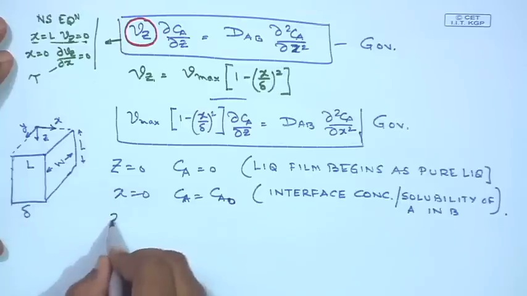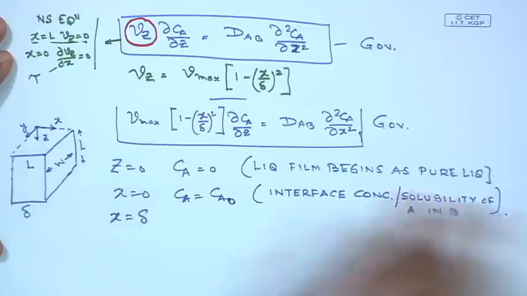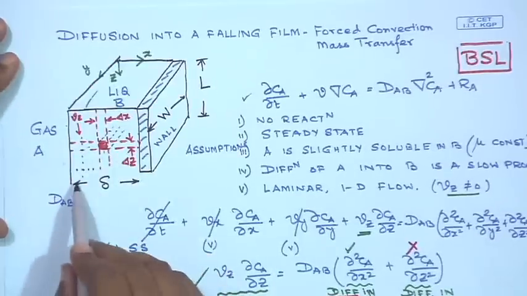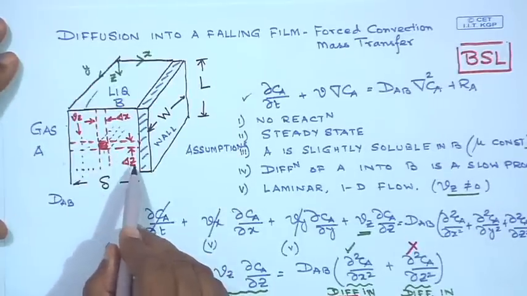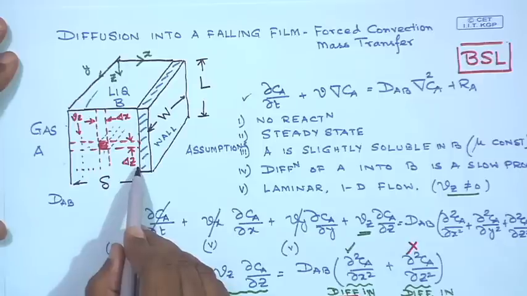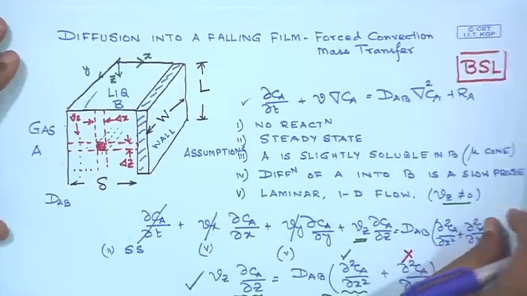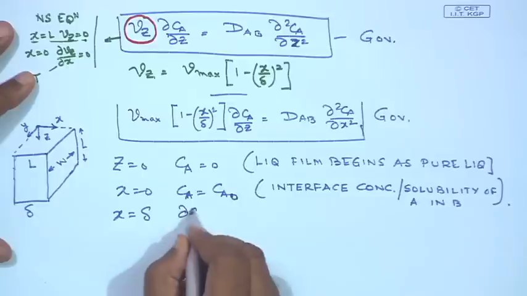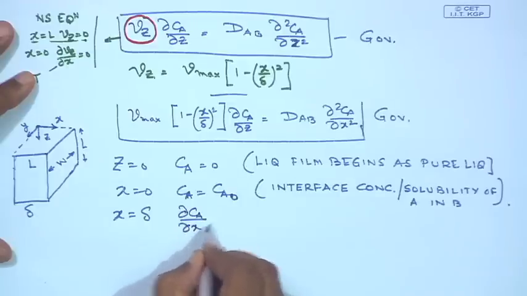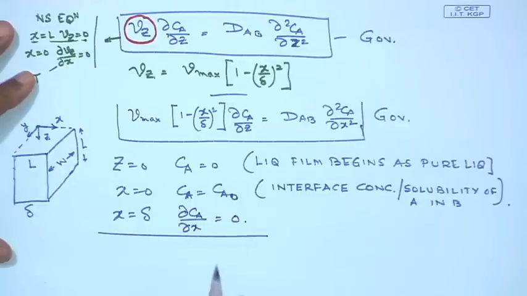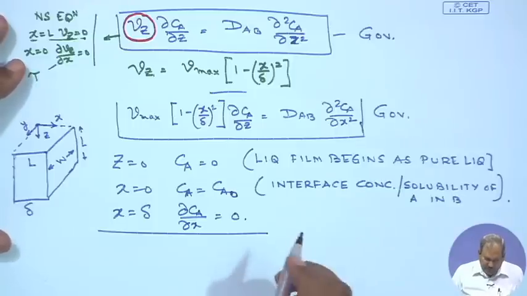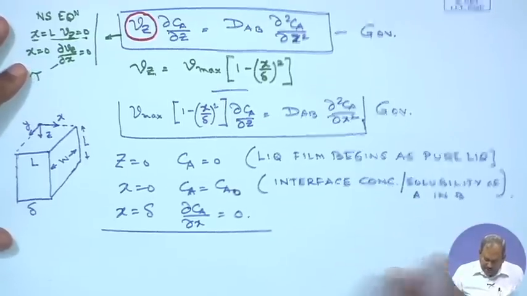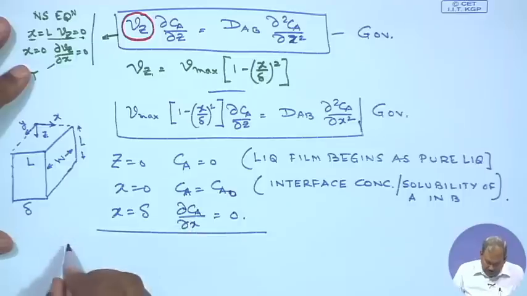At the other end, which is at x equals delta, we have a solid wall. So, no diffusing A can penetrate this solid wall. Therefore, the solid wall will behave as if it is an impermeable wall as far as A is concerned. So, we understand this is going to be del C A by del x equal to 0. So, these are the three boundary conditions which one must use in order to solve for it.